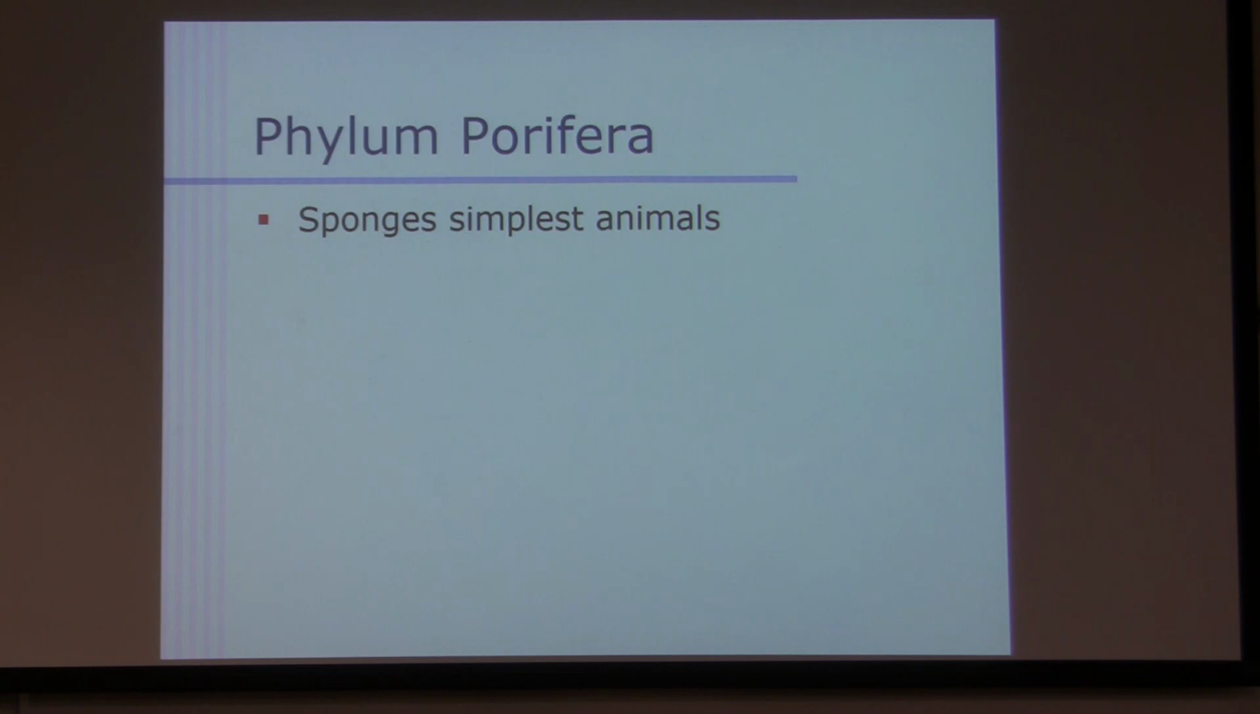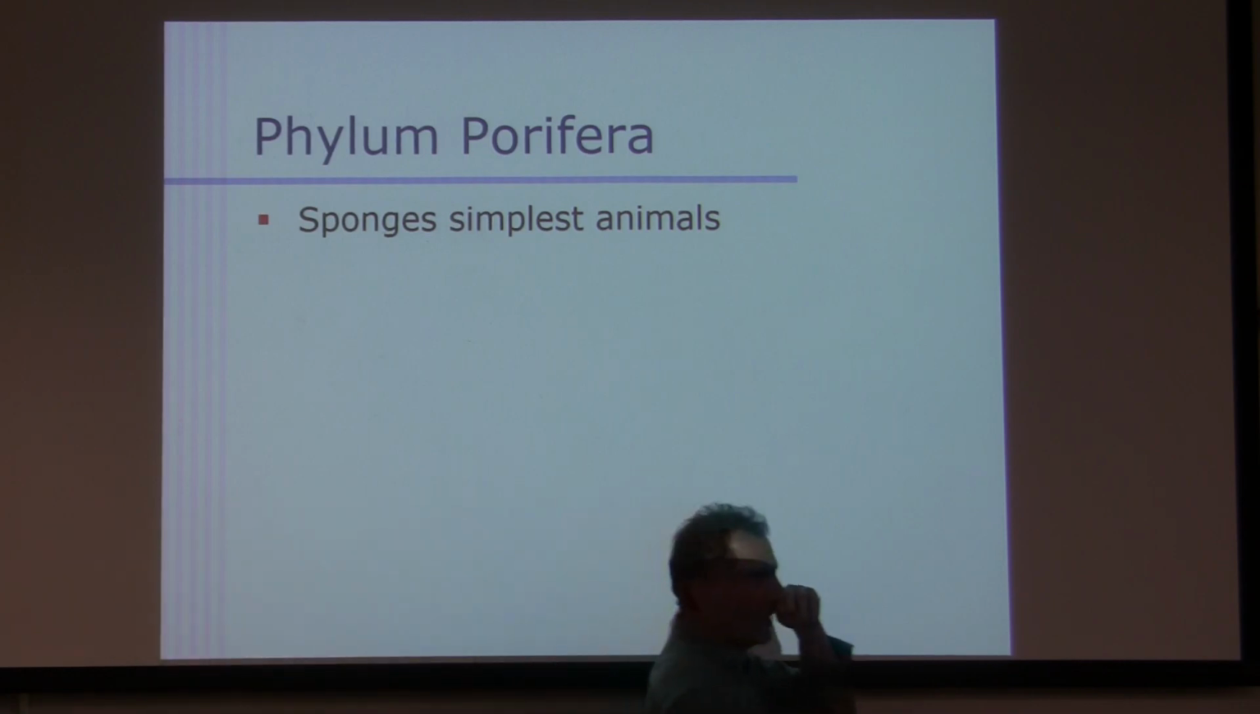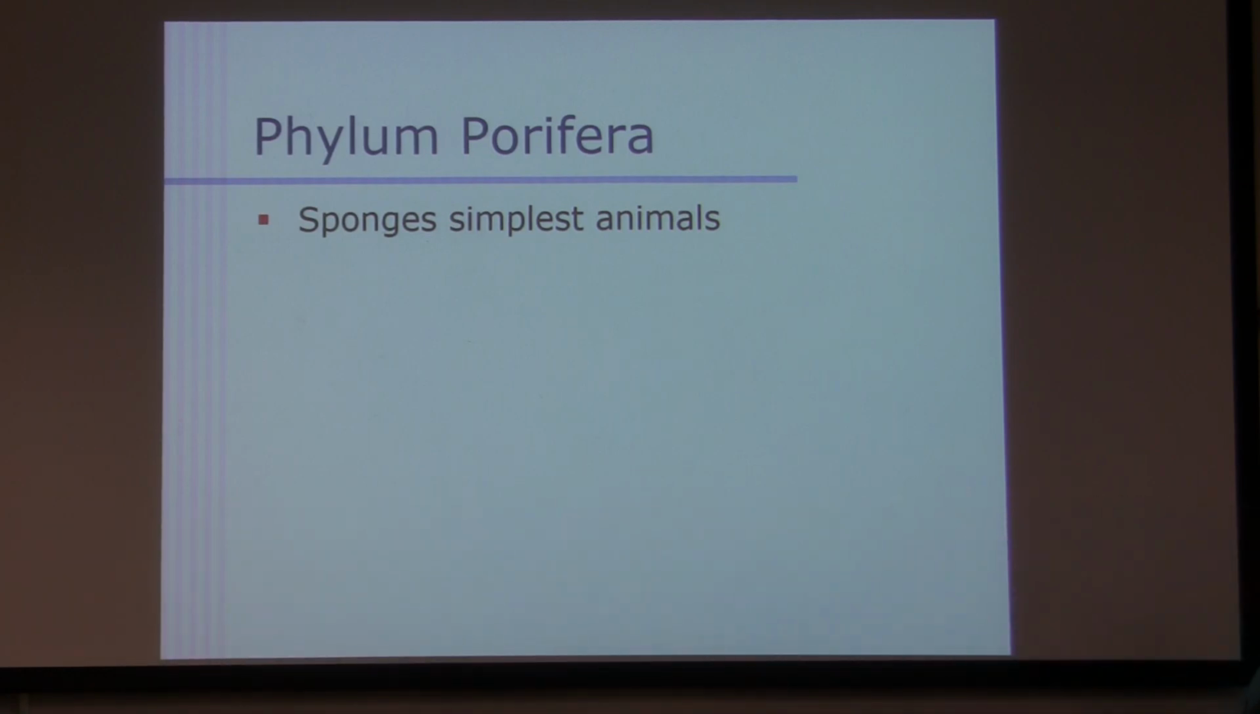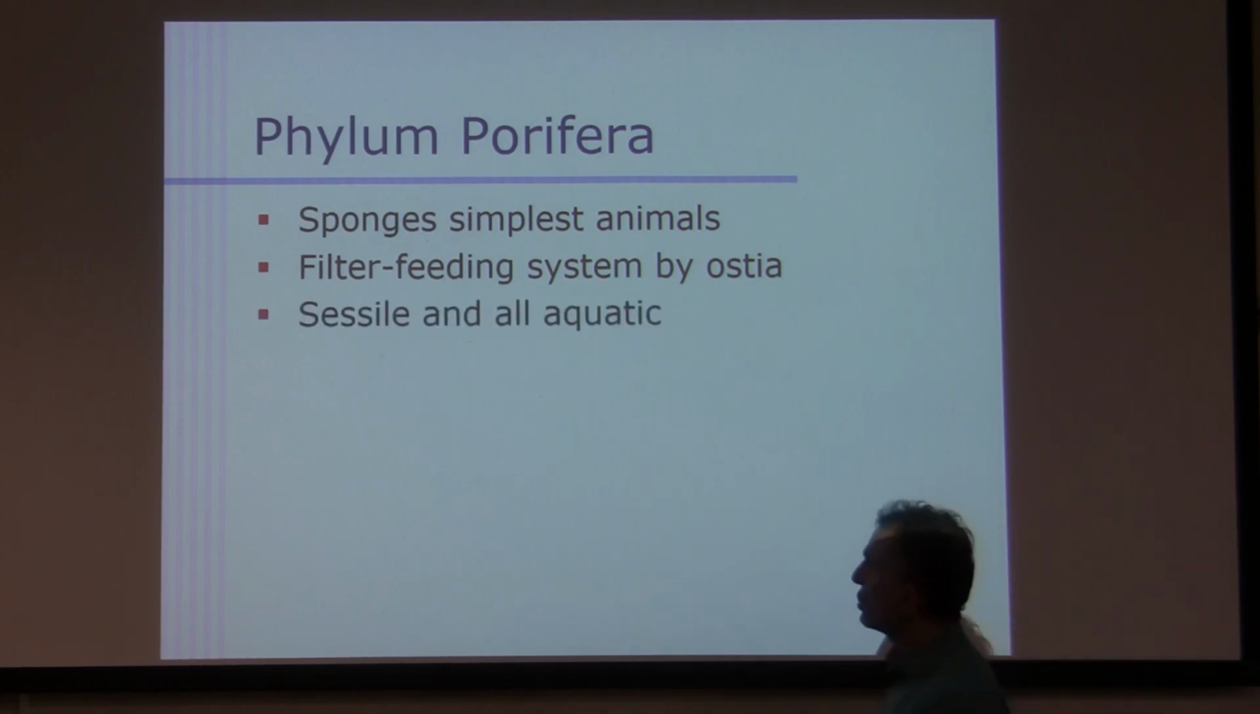Sponges are the simplest animals on planet Earth. Until about 200 or 250 years ago, they thought sponges were plants because they don't move; they're stationary. But now, after studying them more, they realize they are not plants. They have a filter feeding system through ostia, and I'll go over that in a minute. Give me a rain check on that one.